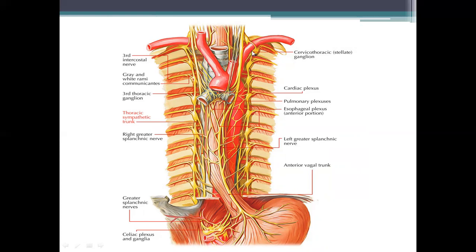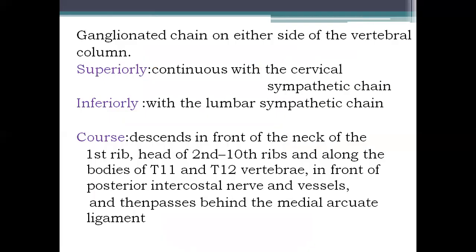Okay. So what is its connection? Where does it extend from? As we are saying thoracic, it should be confined to the thoracic region. So above, this thoracic sympathetic trunk is continuous with the cervical sympathetic trunk, and below, inferiorly, it is continuous with the lumbar sympathetic trunk. It is a ganglionated chain on either side of the vertebral column. Superiorly, it is continuous with the cervical sympathetic, and inferiorly with the lumbar sympathetic.